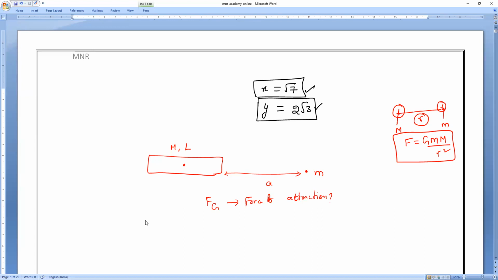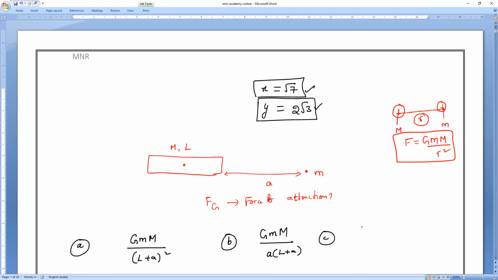Now, the options, if you have noticed. Please make sure you are understanding everything; if not, you can ask me. Option A, G M m divided by L plus A whole square. Option B, G M m divided by A into L plus A. Option C, G M m divided by L by 2 plus A whole square. Option D, G M m divided by L into A plus L.